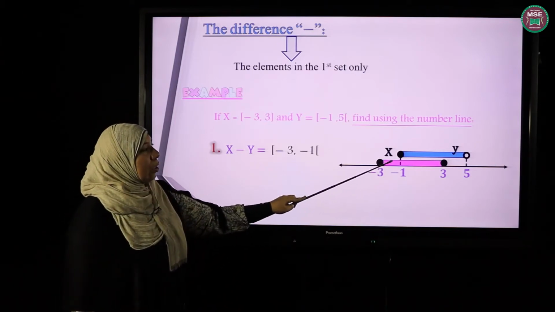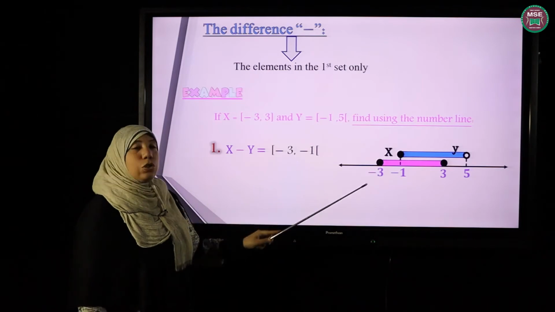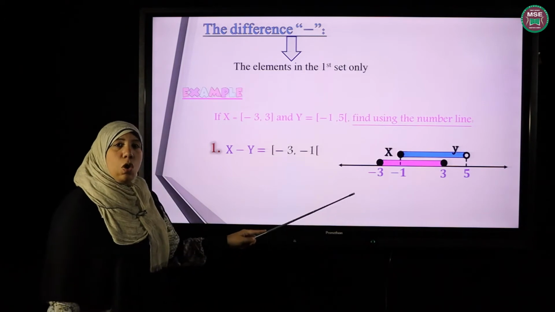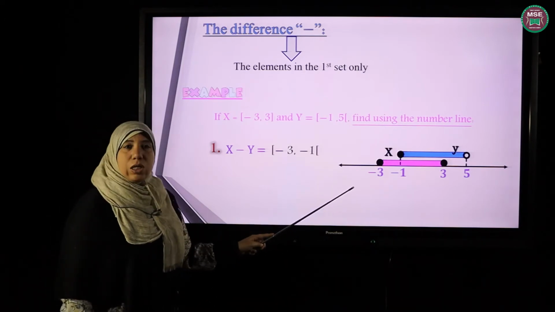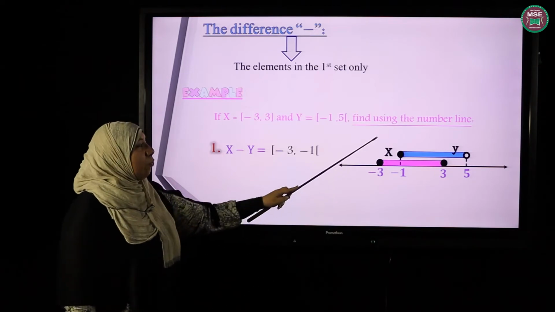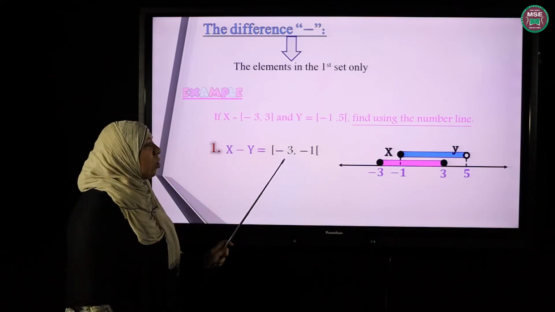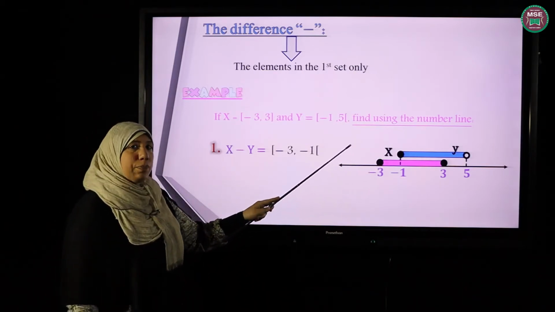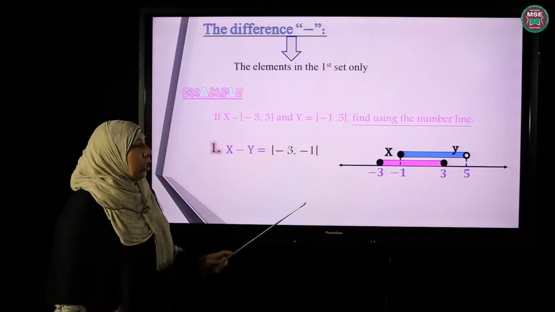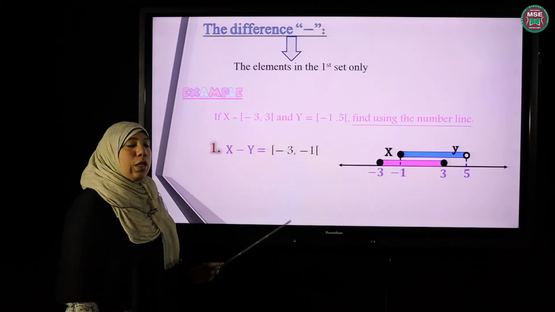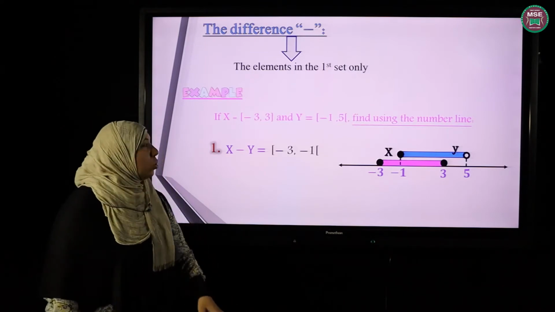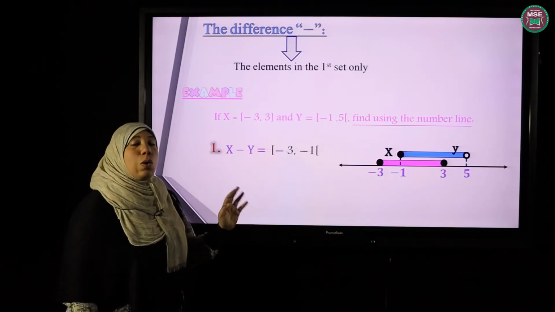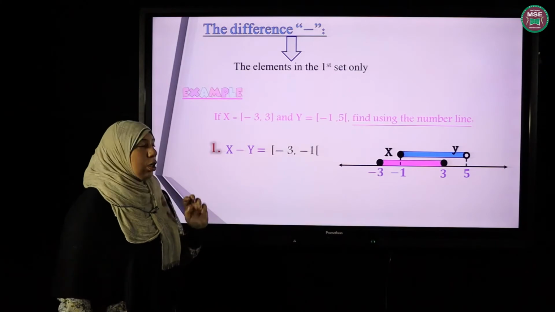So this interval is from -3 to -1, and you know that we have to write the interval from left to right according to the ordering of the numbers on the number line. So -3 is first, then -1. -1 here is closed in y, so I will write it open. Why did I do that? Because for the difference, I want this part only. -1 belongs to y, and I don't want any number that belongs to y. I want to write any number before -1, so I will write -1, but open.